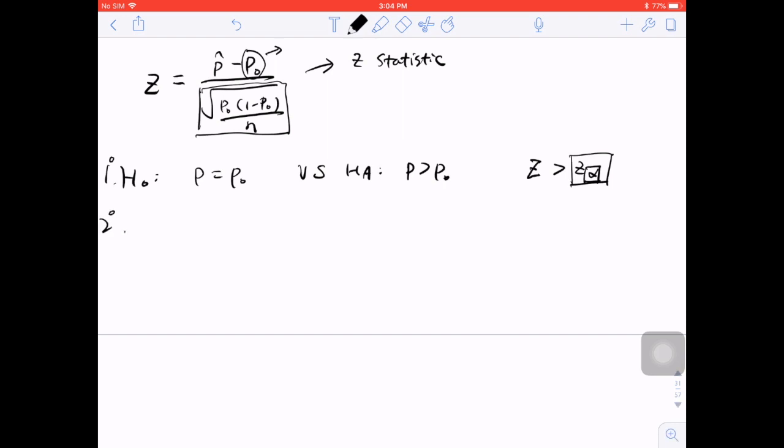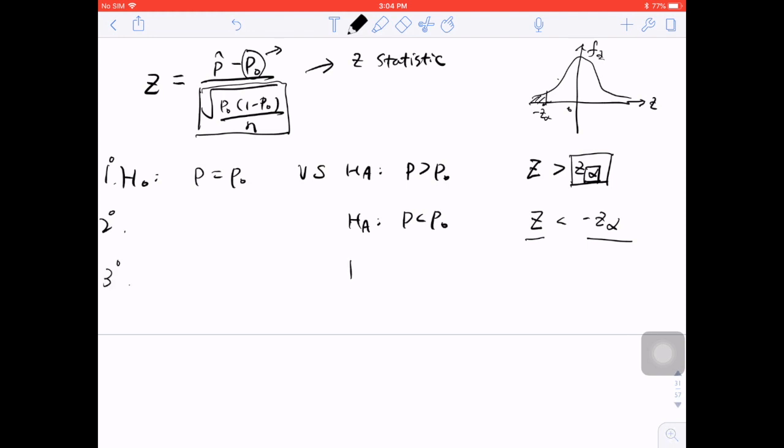The second case: you keep the same null hypothesis, and if your alternative hypothesis is p is smaller than p0, you will reject the null hypothesis when your z statistic is smaller than negative z alpha. So it would be like this. This is your z curve, and this is your, say, negative z alpha here. You compare your test statistic z to negative z alpha. If it's smaller than this value, you're going to reject the null hypothesis.